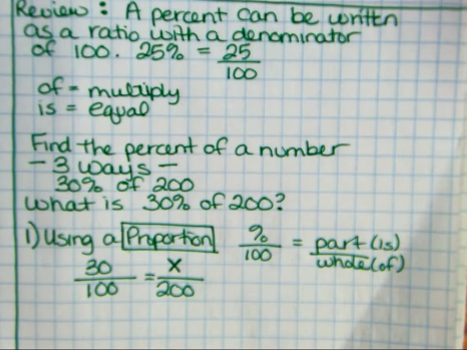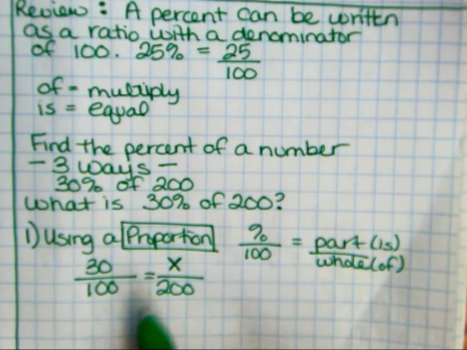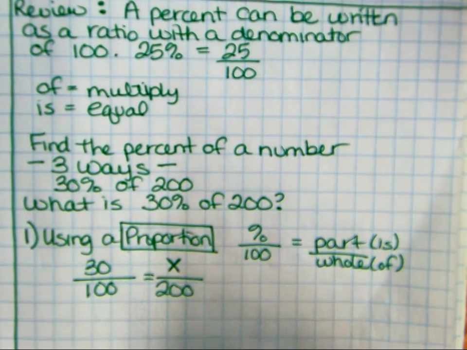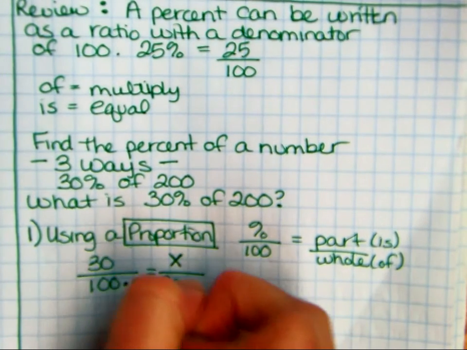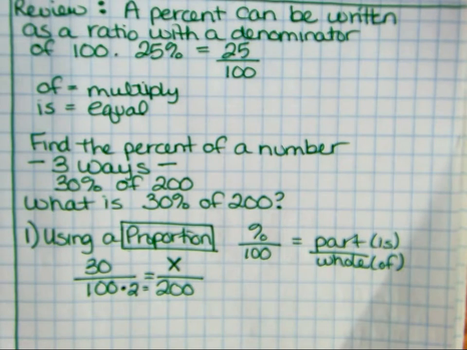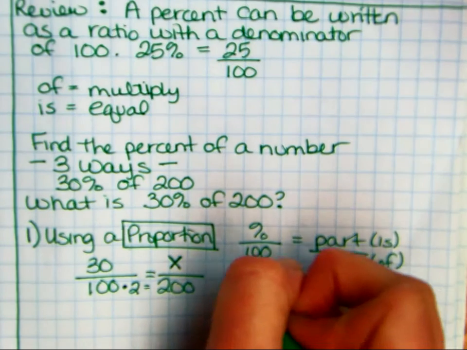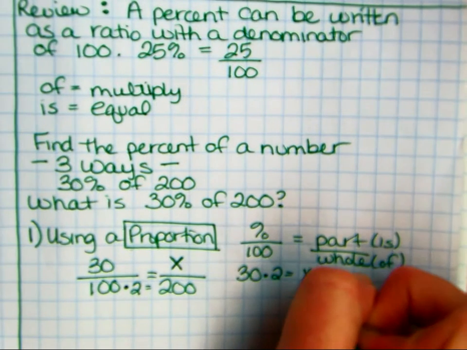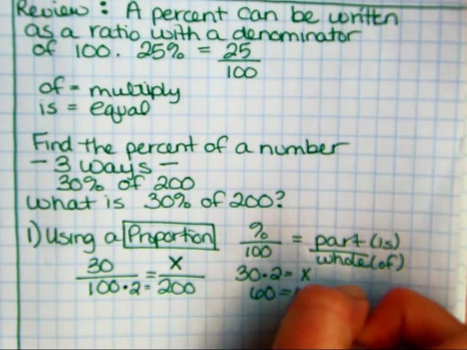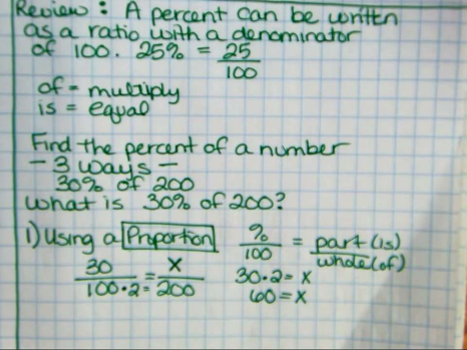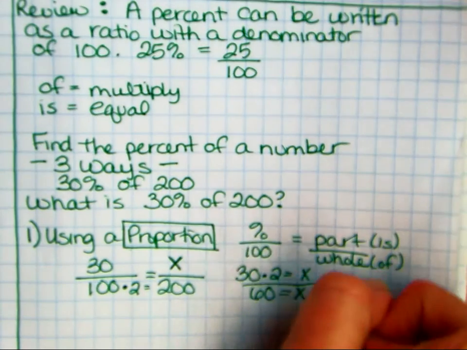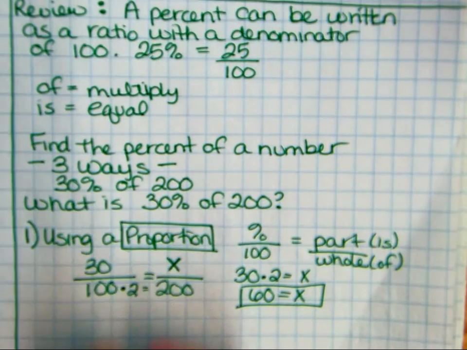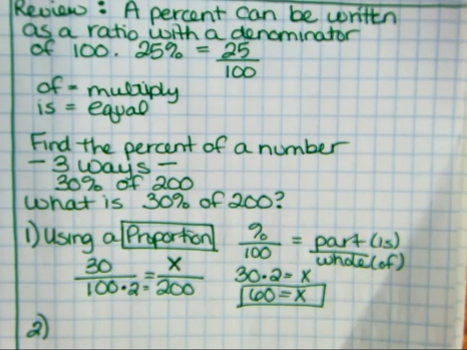So now we can solve this, and we can do it with cross product, but in this case there's a really simple proportional value that we can see easily. That 100 goes into 200 2 times. So 100 times 2 equals 200, and whatever we do to the bottom, we do to the top. So 30 times 2 would be 60. Our value is 60. That's the first method. Pretty simple.